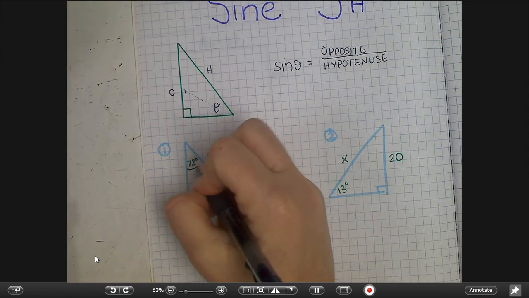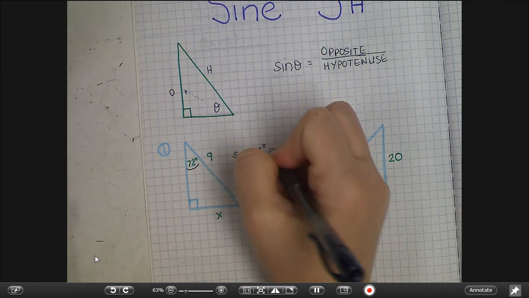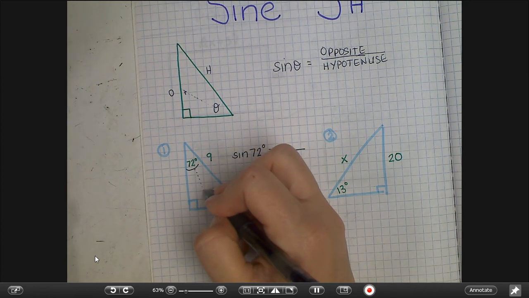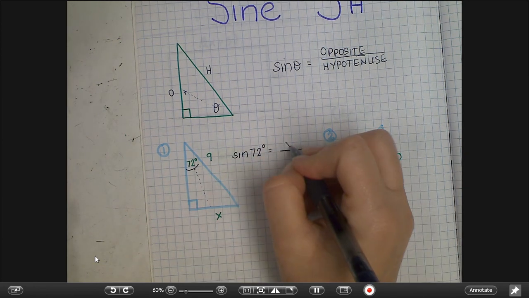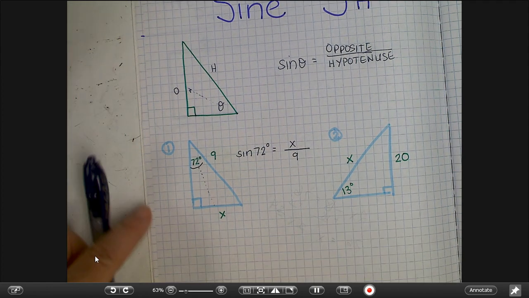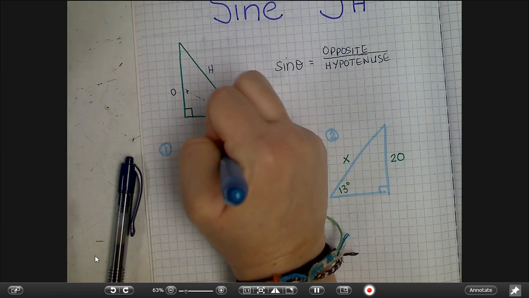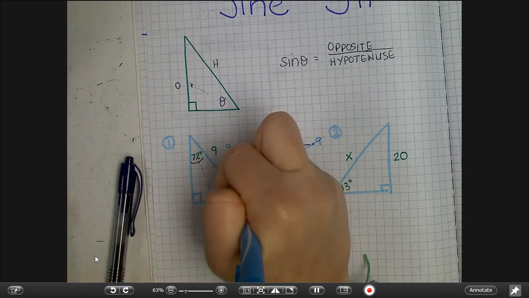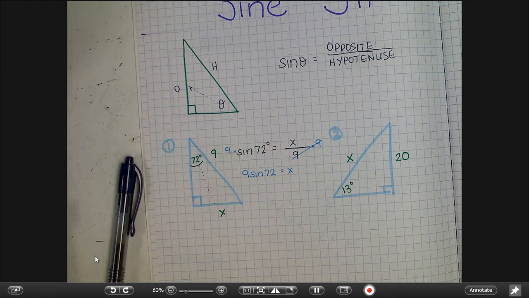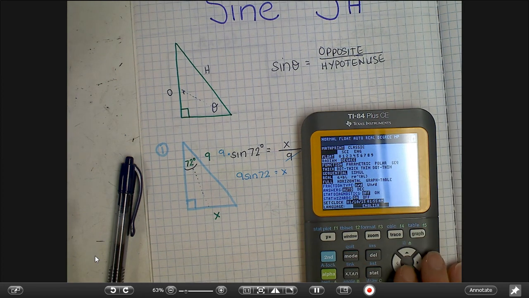So here's our angle. So we're going to do sine of 72 degrees equals opposite over hypotenuse. So we're going to look opposite the 72 degree angle, and there's x, and the hypotenuse is 9. So we need to solve this just like we solved tangent ones. Multiply both sides by the denominator. So we have 9 times sine 72 equals x. And then you just plug that into your calculator, making sure it's in degree mode.